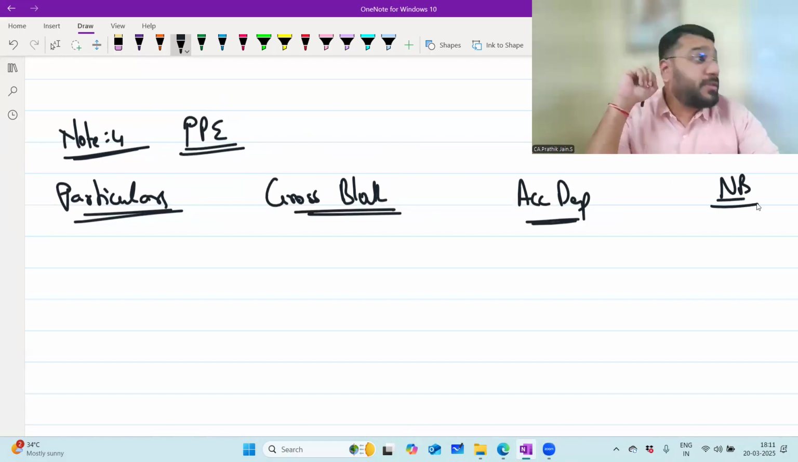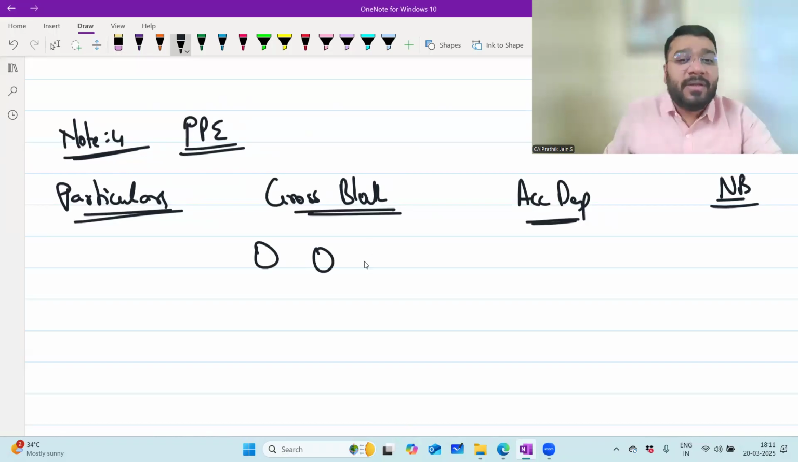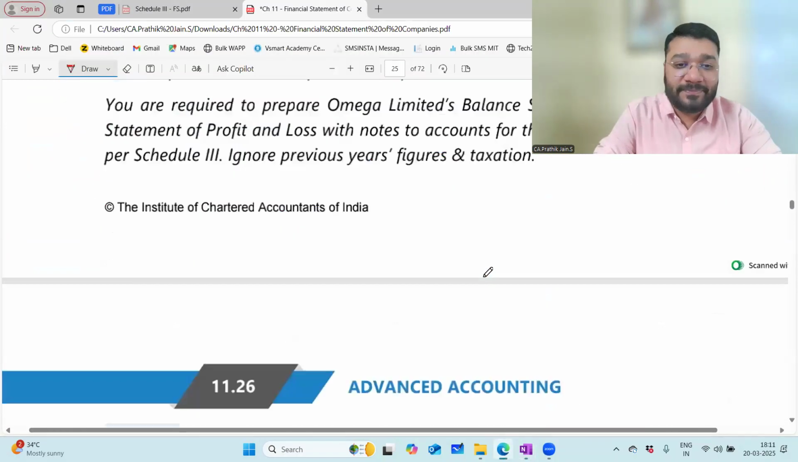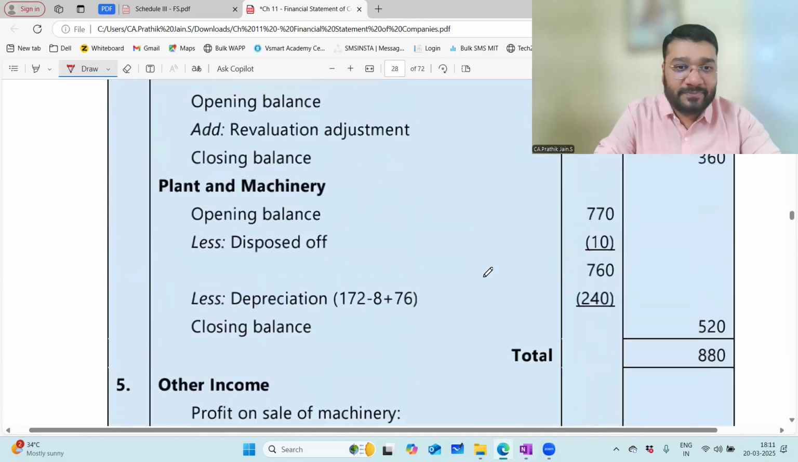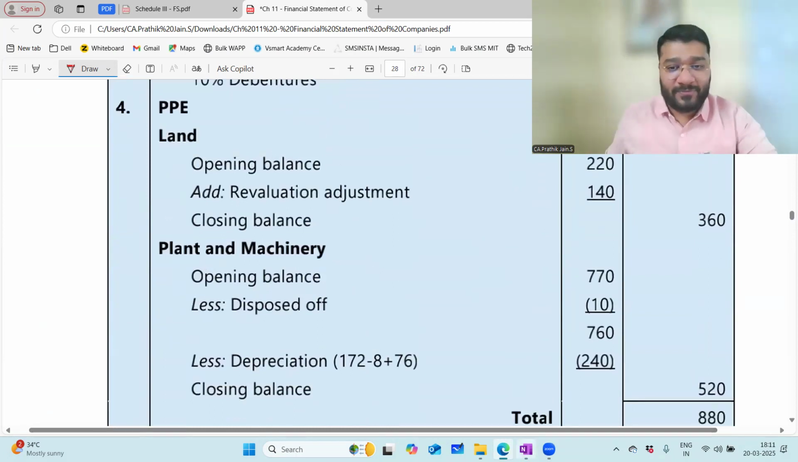Now how do you want to do this? You can do this in two ways. One shortcut way, one proper way. Proper way means what? Opening, addition, deletion, closing, net block. How did they do it in the book? Yeah, they have done it vertically, so we'll go with this only.